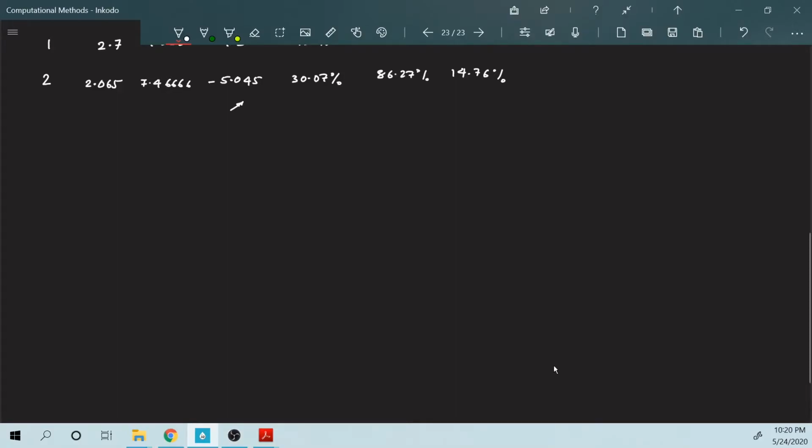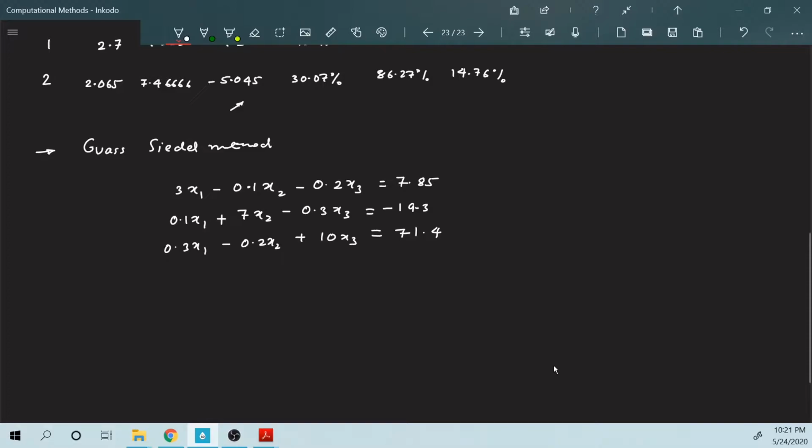So once you have understood Jacobi method, let us talk about Gauss Seidel method. Now to solve that, what you are going to do is you are going to solve this equation. Let us solve this problem. So this is the problem that you are going to solve.